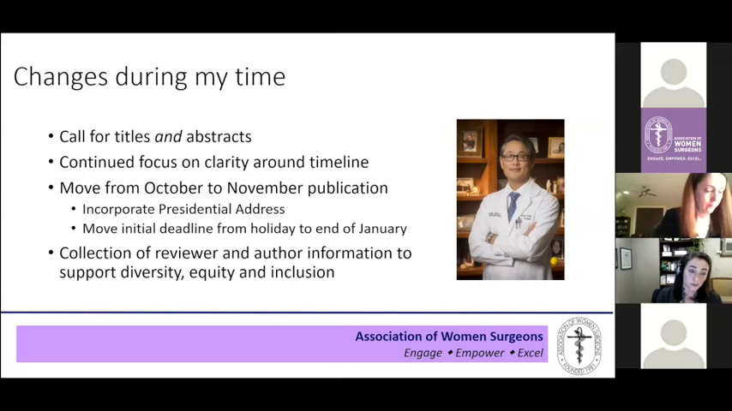And then this year, for the first time, we've collected reviewer and author information to try to support some of the diversity, equity, and inclusion goals of the organization. So this is the first time we're doing that. We're excited to look at it, hope to have a lot to learn from it.